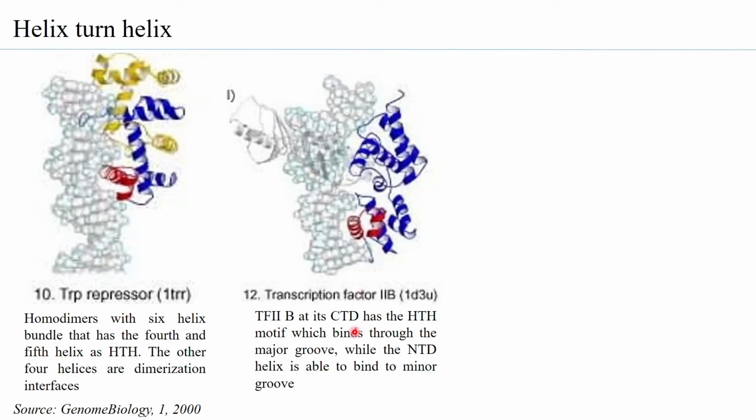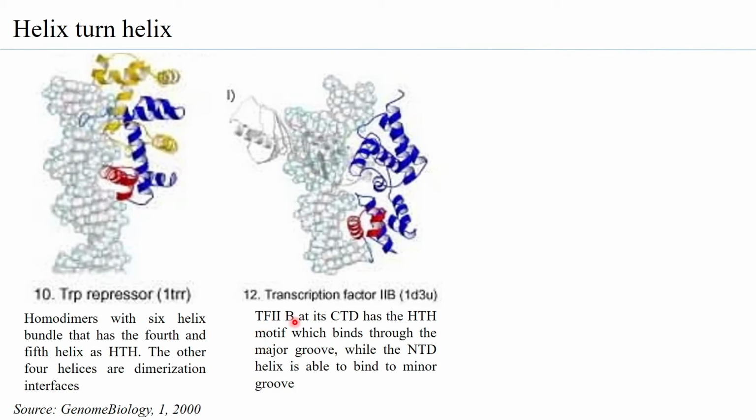One other family that has the helix turn helix motif in the DNA binding domain is transcription factor 2B. Transcription factor 2B is an important transcription factor for initiation of transcription in eukaryotes, and it is able to not just bring in the RNA polymerase, but it is also able to bind to the promoter region, so that the initiation begins in such a way that the start point is open as a transcription bubble and you have the transcription going along.